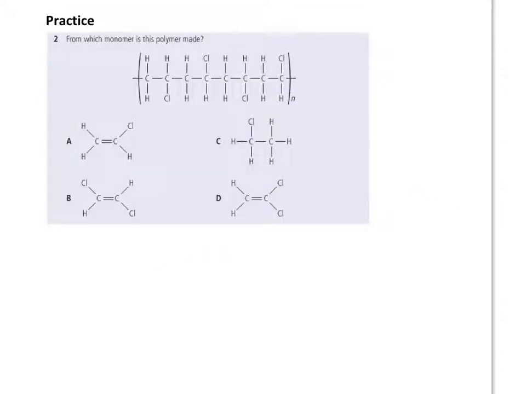Number 2 from the practice, from which monomer is this polymer made? These are actually fairly easy. Just slice off a monomer, and I see that I've got 3 hydrogens and 1 chlorine around the carbon. So one of these had to be a double bond initially, which means I must have started with A, which is the only one that looks like that: 3 hydrogens with a chlorine. I had to have a double bond because that's what broke open and gave me the open bonding sites on each side of the carbon. So A would be the correct choice.